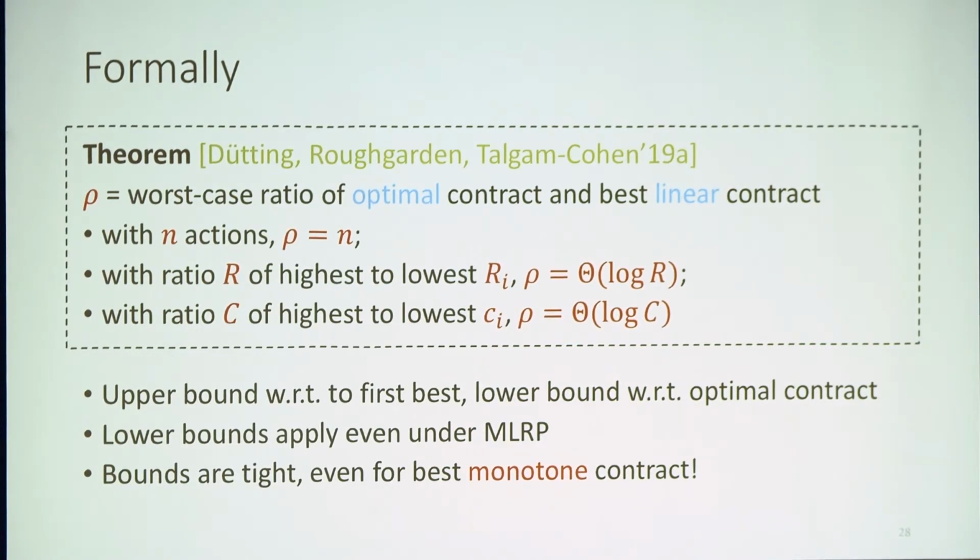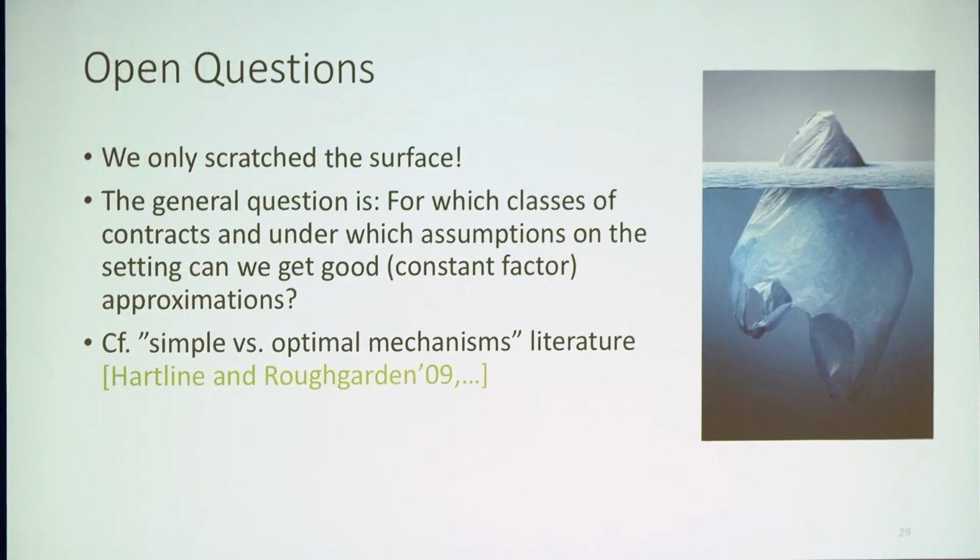They also extend beyond linear contracts to monotone contracts. Okay, so I think that there are many open questions here, so this first analysis that we did only scratched the surface. I would say that this geometric view via the upper envelope is maybe the thing to take away here, but there are many questions that you could ask.